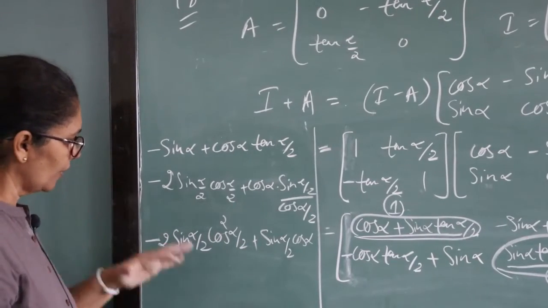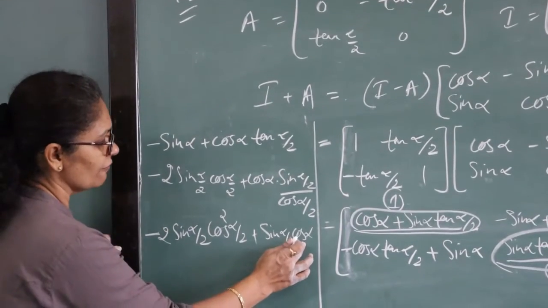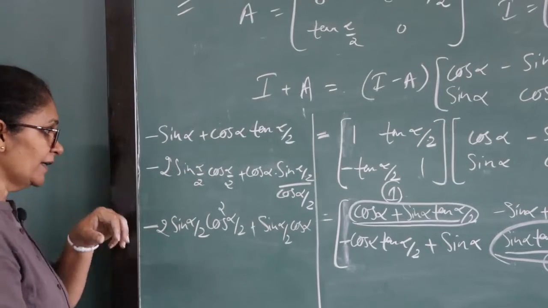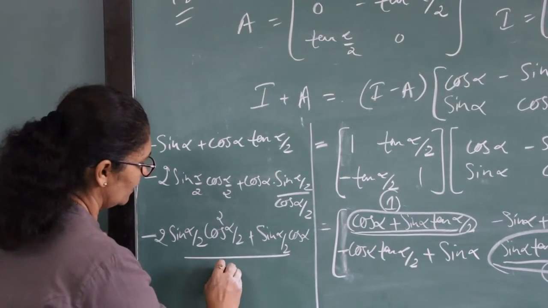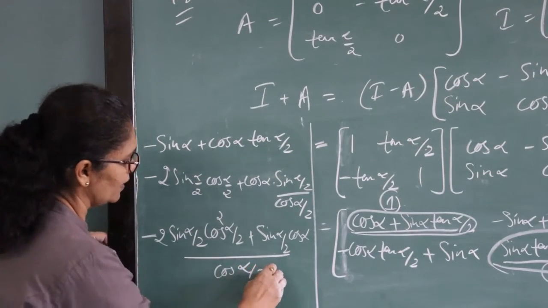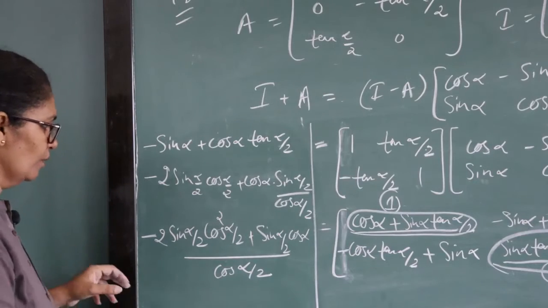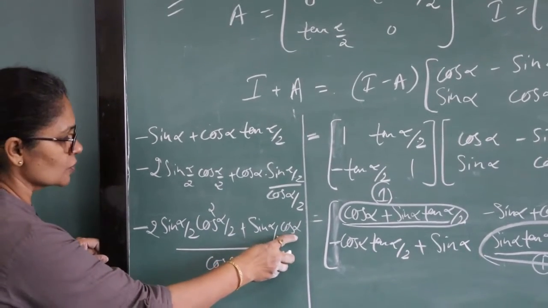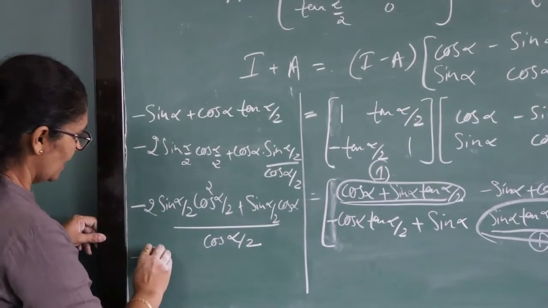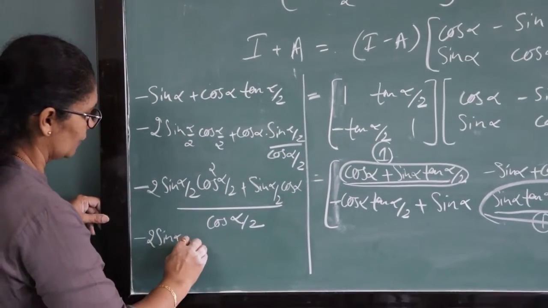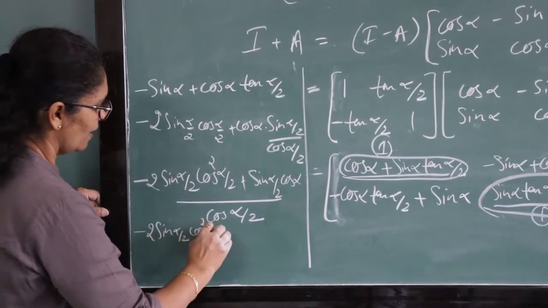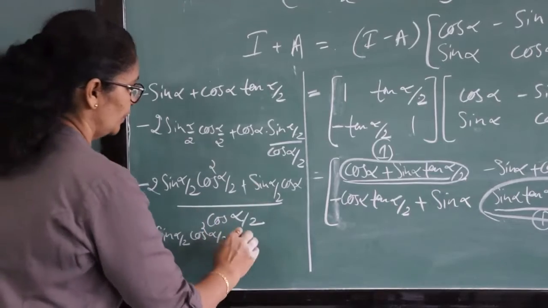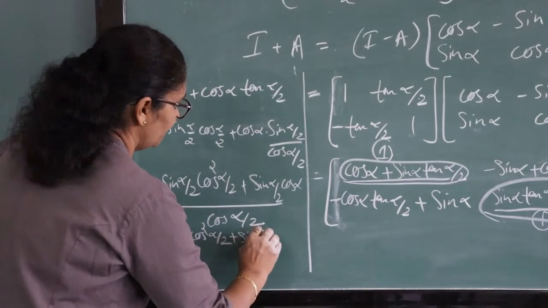So we can take it common, but before that, in place of cos alpha we will write its formula. When we have taken LCM, we can write upon cos alpha by 2. Now let's write cos alpha's formula. So minus 2 sine alpha by 2 cos square alpha by 2 plus sine alpha by 2.